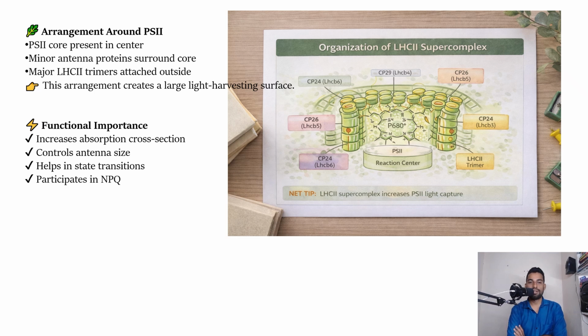Arrangement around PS2: the PS2 core is present in the center. Minor antenna proteins surround the core. Major LHC2 trimers are attached to the outside. This arrangement creates a large light harvesting surface. We discussed in the previous slide that there are major and minor proteins in the supercomplex. So they are telling that PS2 is in the center. We can see here the major and minor complexes around it. These are helpful for absorbing maximum light. Functional importance: increases the absorption cross section, controls antenna size, helps in state transitions, participates in NPQ.